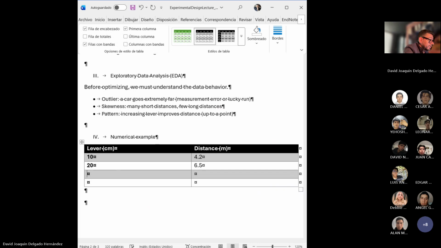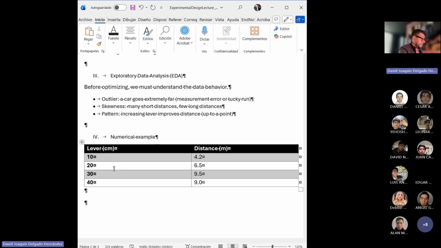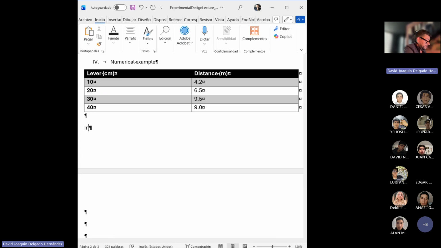Okay. Then I increase from 20 to 30 and you reach 9.5 meters. So you are identifying here a pattern. If you increase the length of the lever arm, the distance also increases. And finally, you have 40 centimeters and the result is just 9. Okay, it decreases again. How can you interpret that?